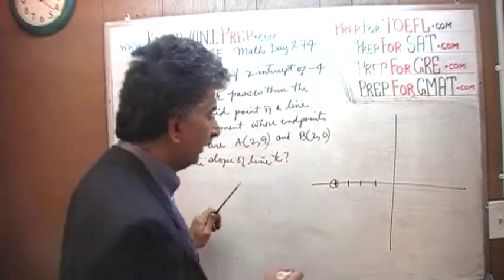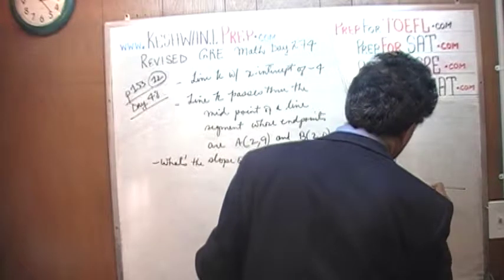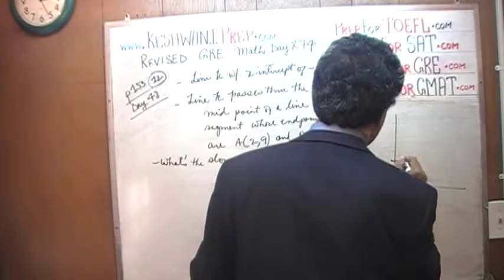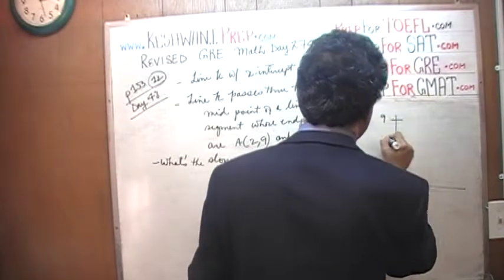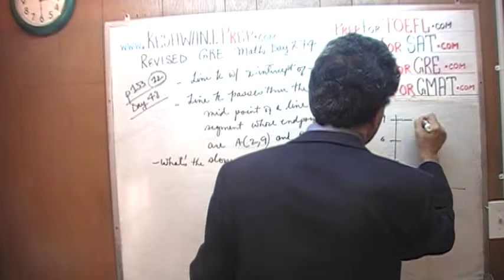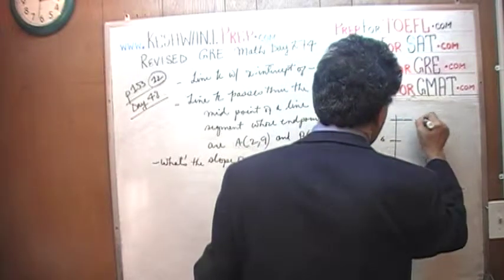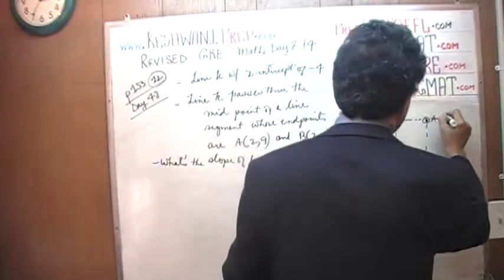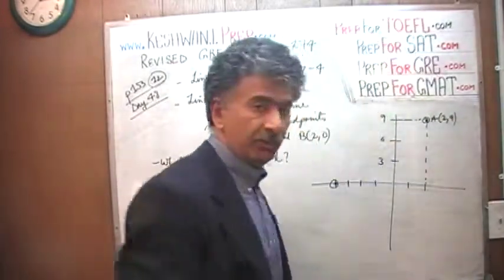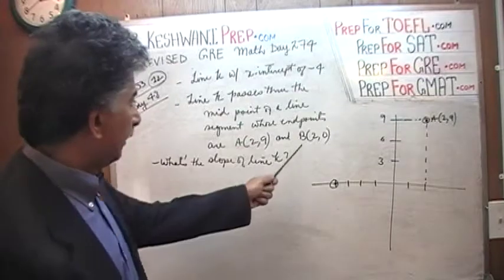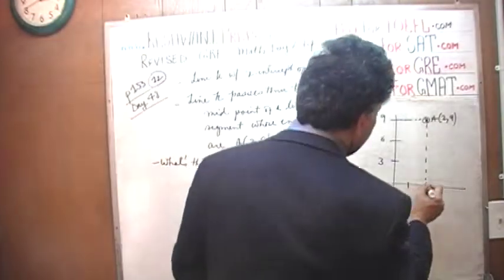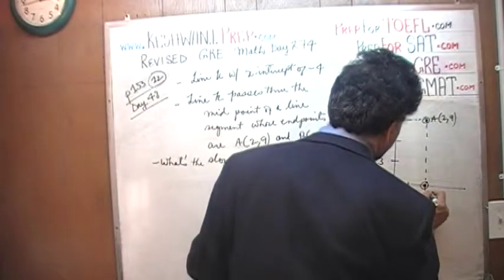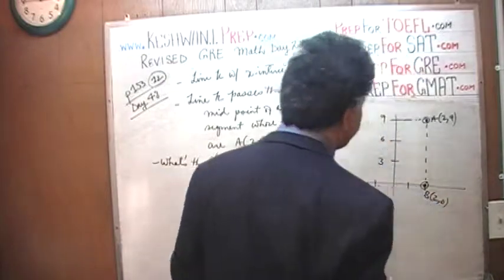Point A, we are calling it 2, 9. 1, 2 and then 9. Let's call it 3, 6 and 9. 2, 9, which is what we're calling point A. They don't give it a name, but we're going to give it a name, and 2, 0. That's our point B, 2, 0.